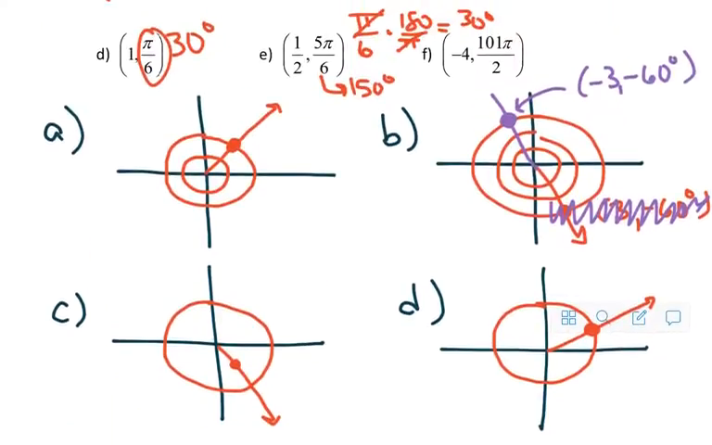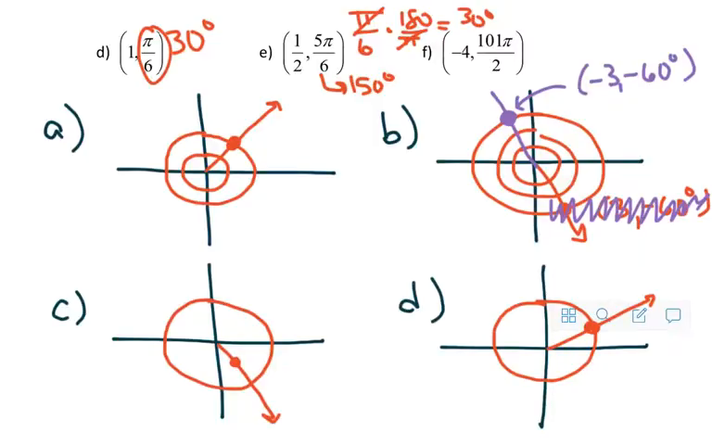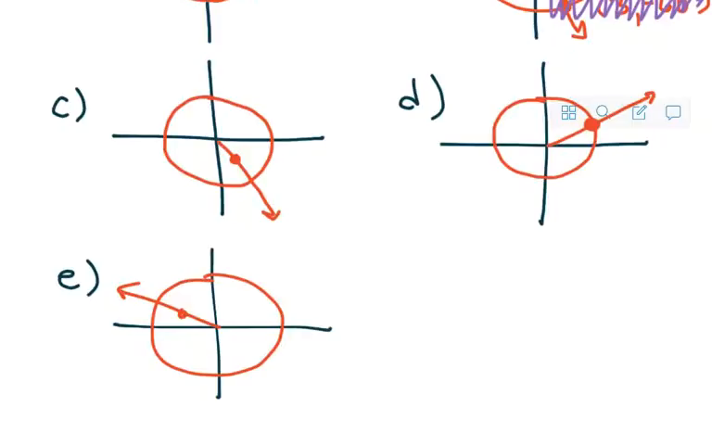And then the last one is (-4, 101 pi over 2). Well, where the heck is 101 pi over 2? Well, you can try to find the coterminal angle by first changing it into degrees and then subtracting 360 multiple times, but that's going to take too long. So we're going to find 101 pi over 2 a little bit different. 101 divided by 2 is 50.5.